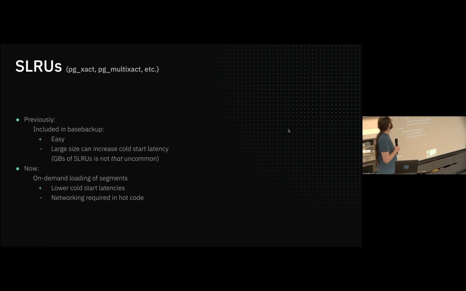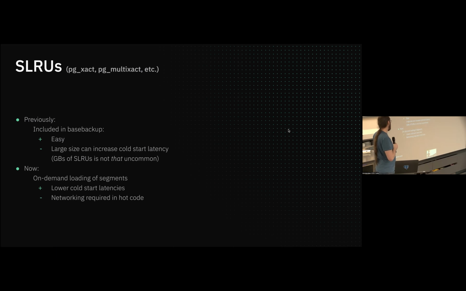Next item, SLRUs. Previously, we included them in the base backup, basically the base image that we use to start up a Postgres instance quite quickly. It's quite easy to have it in the base backup, and it can be quite cheap as well, but some customers have huge SLRUs. And that can significantly increase the cold start latency because some of them can be up to half a gigabyte, but some of them can be up to 4 gigabytes. And downloading 4.5 gigabytes, say, just to start your Postgres instance, that's not a great deal if your network is only 5 gigabits per second. A quick calculation takes about a second then, in an optimal case.